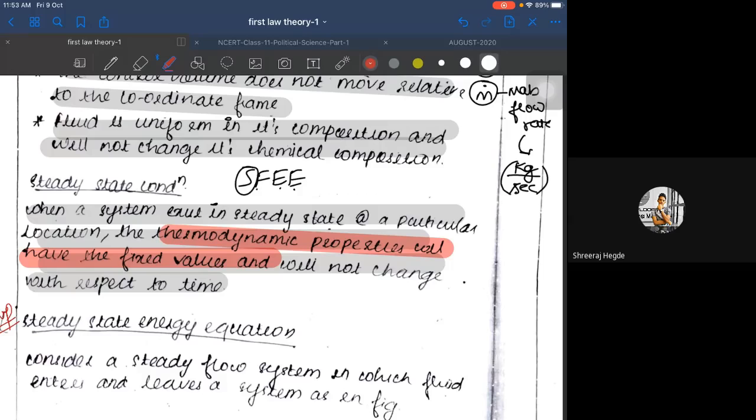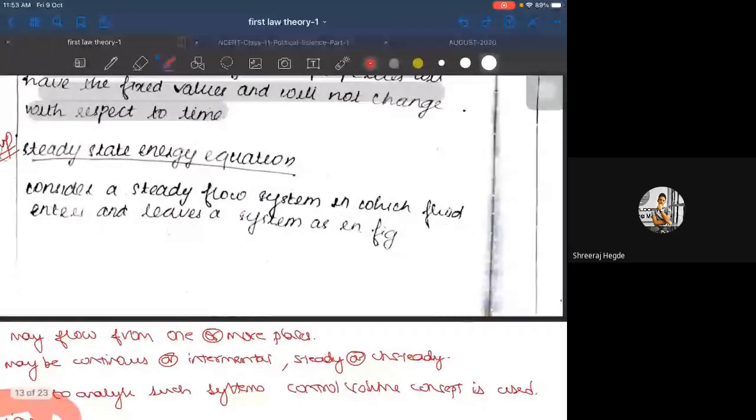So all the thermodynamic properties at a particular location will not change with respect to time. Then you can say the system is in steady state condition. Okay, that is what is meant. Okay, let us start the derivation of the steady flow energy equation.